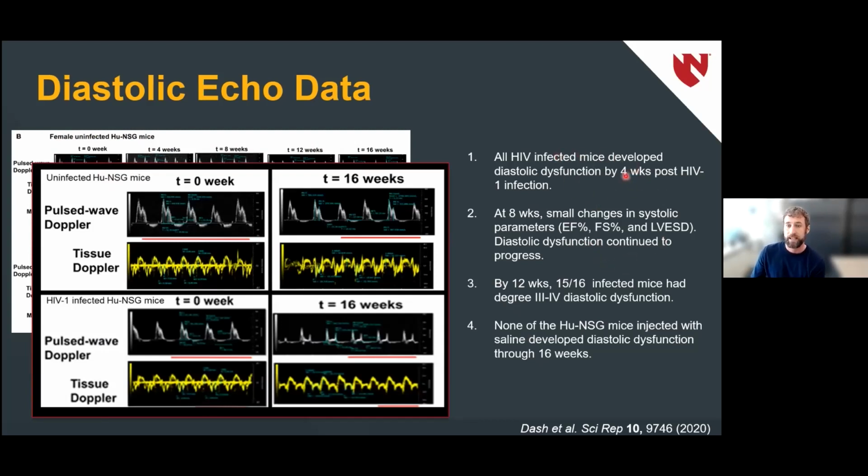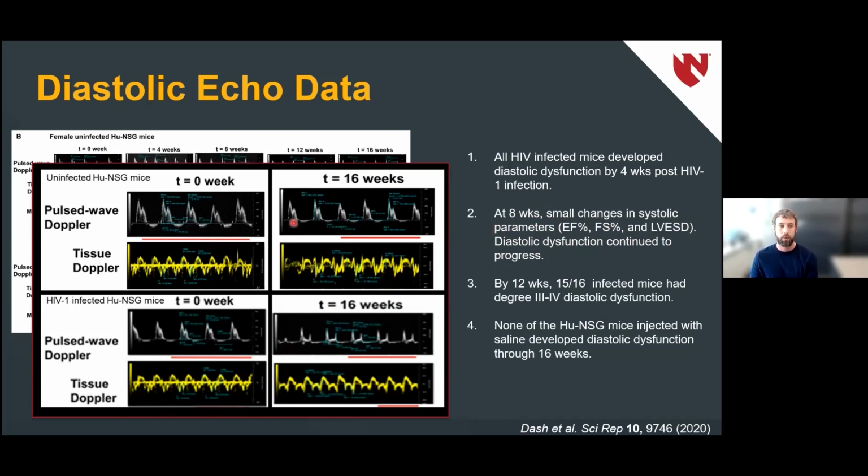However, at 4 weeks post-HIV-1 infection, we see diastolic changes start to occur with the peaks in the HIV-1 infected mice. At 8 weeks, we see small changes in systolic parameters, including the ejection fraction, fractional shortening, and the end systolic diameter. And the diastolic dysfunction continues to progress.